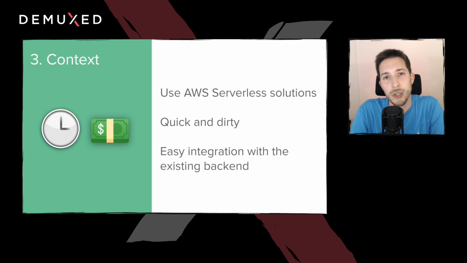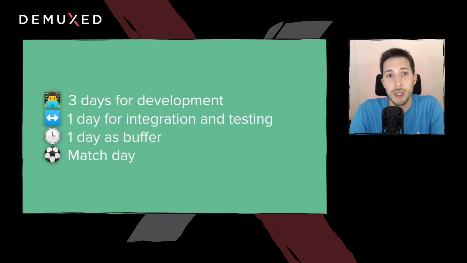Finally, when we talk about the context, we agreed to use AWS Managed Service in order to scale fast, that the code quality was not important, quick and dirty code with hard-coded stuff was fine, and we agreed that we needed to do something easy to integrate with the existing backend. With those ideas in mind, we proposed this timeline. 3 days for development, 1 day for integration and testing, and 1 day as buffer, just in case.